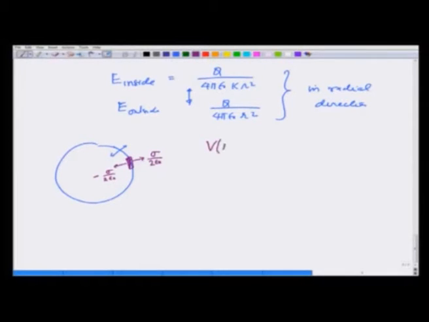How about the potential V of r? Remember, we said potential should be the same everywhere because of the interpretation that this is the work done, and I will leave this as an exercise and give it in the assignment for you to complete. Needless to say, since the electric field inside and outside is slightly different, the potential is going to have a discontinuity in the slope at the surface.